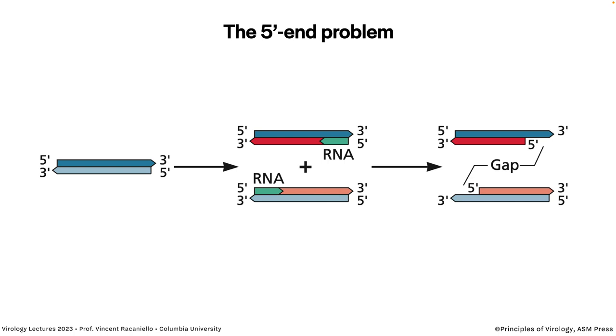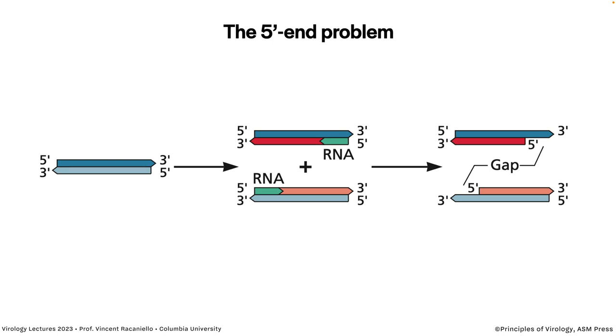And the other issue that you need to think about is what we call the 5' end problem. That is when you have a linear double-stranded DNA and you need RNA primers to prime synthesis. So there on the left is a double-stranded DNA and we have RNA primers at the end for both strands. We have one at the 3' end of the top strand and the 3' end of the minus strand. Those RNA primers serve to prime DNA synthesis, but you can't leave RNA primers in the DNA when you're done.